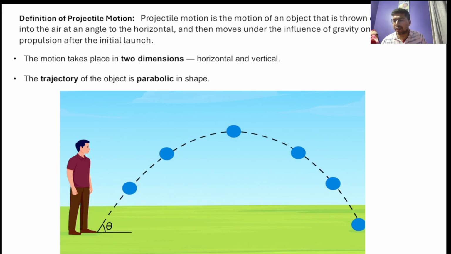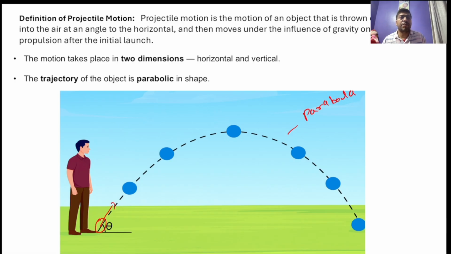Like a similar case here, you can see a player hits the football, right? And the football is going in this trajectory, right? So this trajectory is what? A projectile motion. And what's the shape of this? The shape of this is what? Parabola, right? Clear? So this is projectile motion, right?